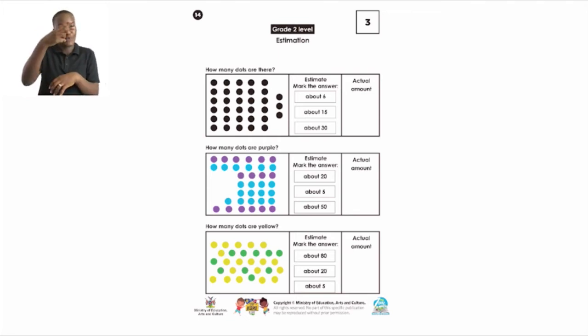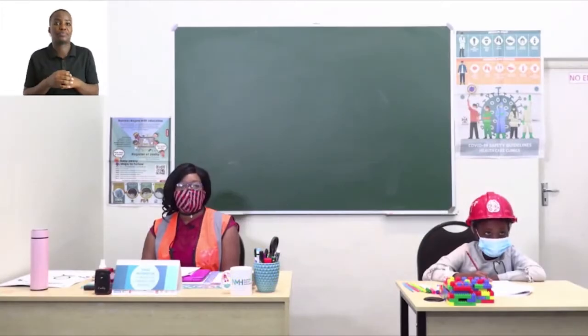Your actual amount will be in the box there next to your guess. You're going to do that for all 3. And remember to read the instructions that you are given, as well as to be honest and just guess first. Let's move on to number 15, page 15.